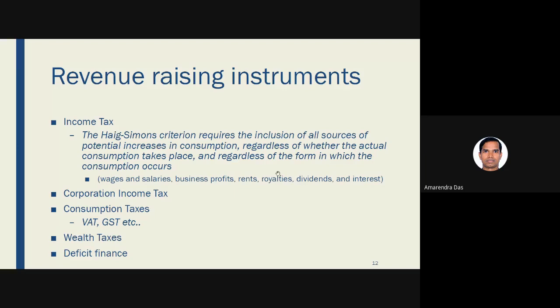Okay, now coming to income tax, the Haig-Simons criteria requires the inclusion of all sources of potential increase in consumption, regardless of whether the actual consumption takes place and regardless of the form in which the consumption occurs. So, in income tax, that is why we take into consideration the wages, salaries, business profits, rents, royalties, dividends, and interest. Everything is included together.